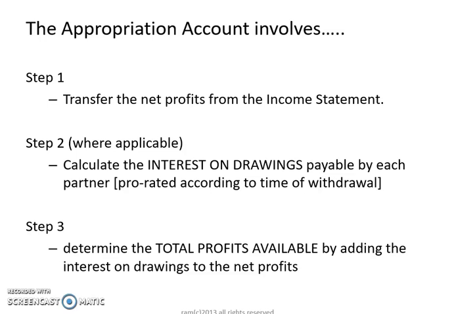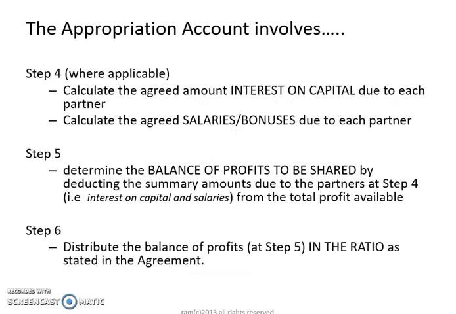Now, you don't always expect to see it each time. Step number 3 says we're going to add the interest on drawings onto the net profits to find out the total profits available. So once you know the total profits available to be distributed, we will start to allocate, right?